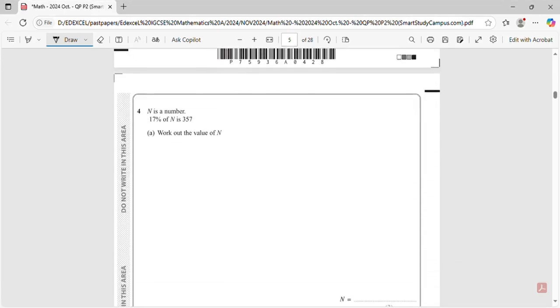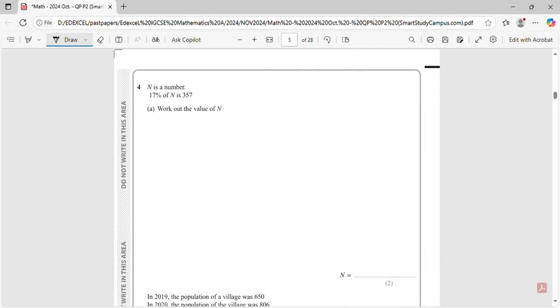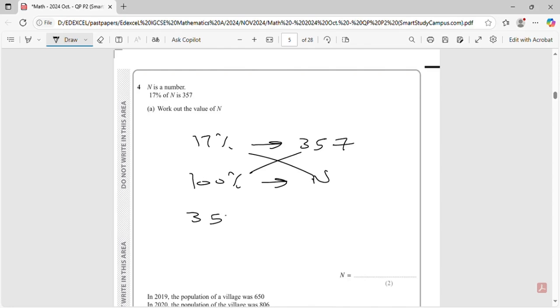Now for question number 4, he said that n is a number, and 17% of n is 357. If I assume that 17% is represented by 357, what about the 100% which represents n? How can I find it? I will use cross multiplication. 100% is represented by 1, so 357 divided by 17%. By using the calculator, of course, it will equal 2100.